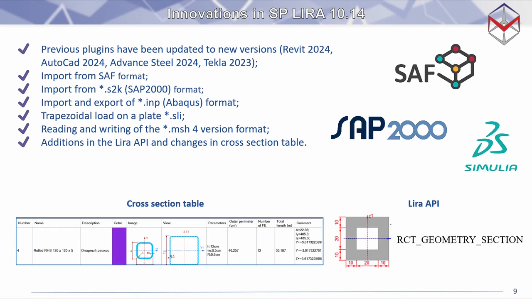We have provided the possibility to import from the universal SAF format, which is an open data exchange format that is based on Excel. It allows for continuous integration between different programs. Moreover, we have added the possibility to import from SAP 2000 and import-export from Abaqus. The SLF format now supports reading trapezoidal slab loads. The universal format of mesh file for the finite elements analysis, MSH, has been updated up to version 4. Now, with the help of LIRA API, users can read contours of cross-section, and the cross-section table displays the area and moments of inertia.